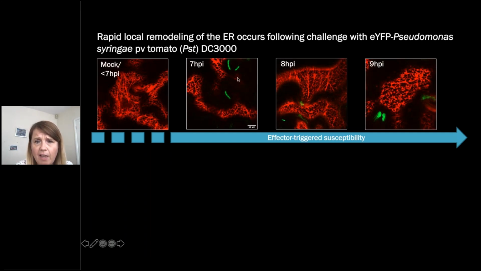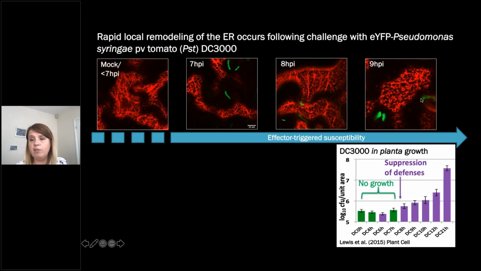And this time course very strongly resembles what we previously published about the in planta growth of DC3000. So in 2015, we published in Plant Cell and showed that there was no significant increase in bacterial numbers up until around 7 hours. And then by this time point, presumably the effectors have been delivered into the cells and are starting to suppress the host defenses. And then from 8 hours onwards, we see an exponential growth of bacteria. And these timings almost directly mirror the timings that I see with changes in the ER morphology.